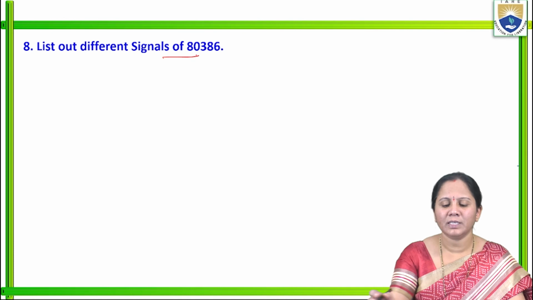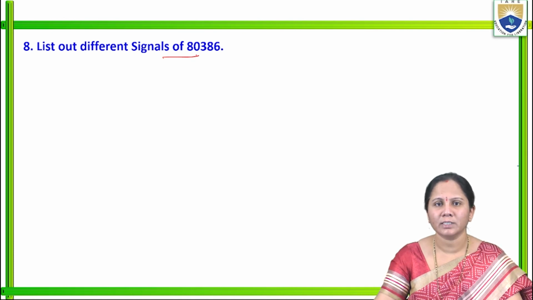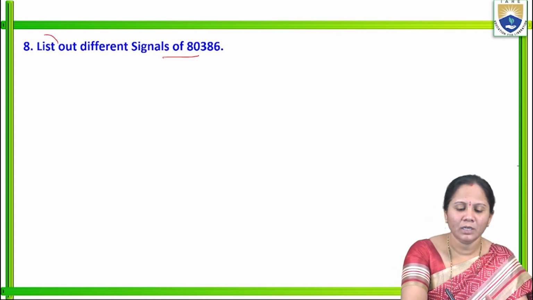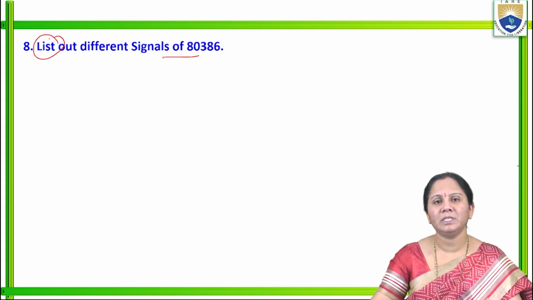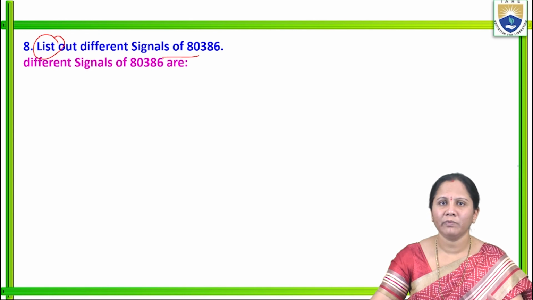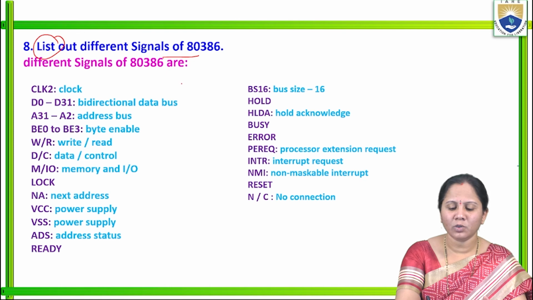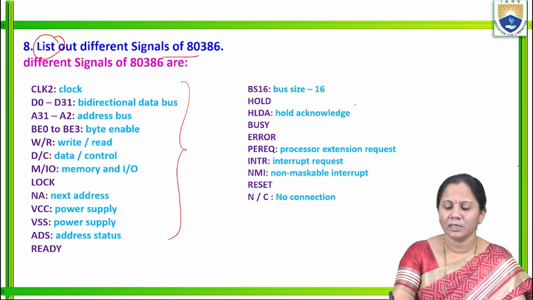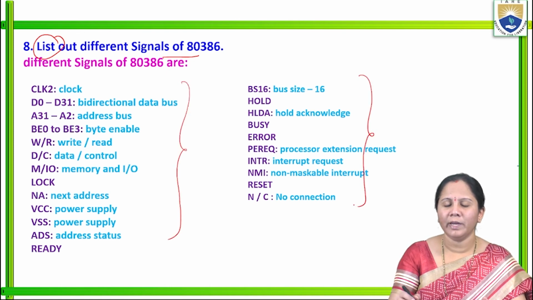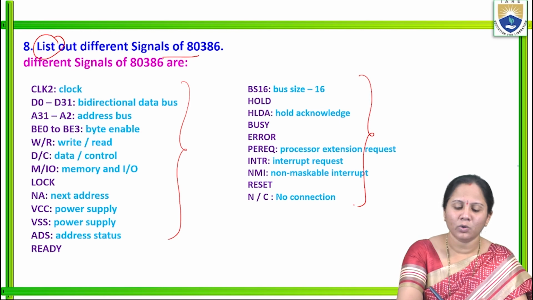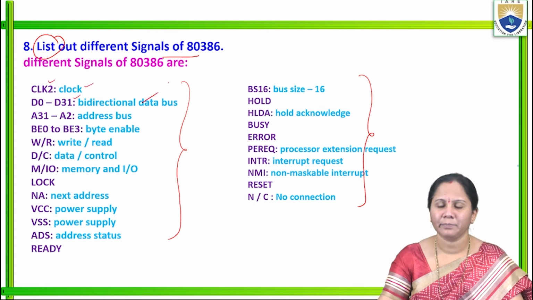And list out different signals of 80386. What do signals mean here? Pins. So we have to just list what are the different pins that are available in the pin diagram of 80386. Here all these are different signals of 80386, and each signal's full form is also indicated here.